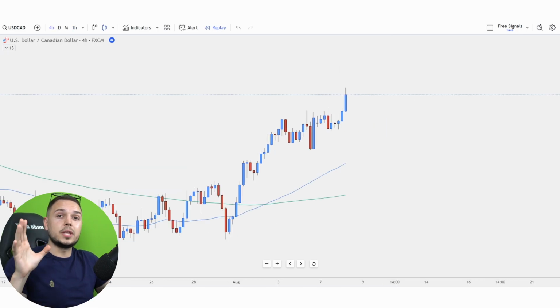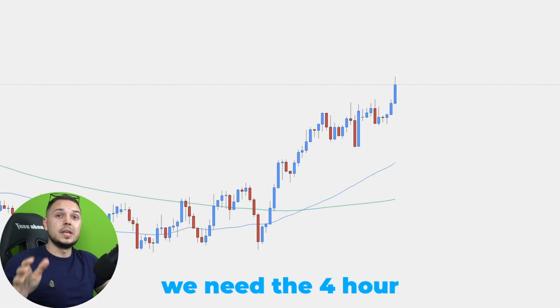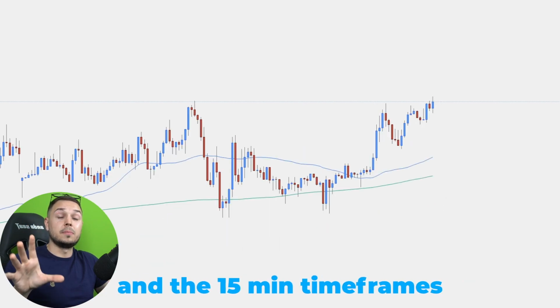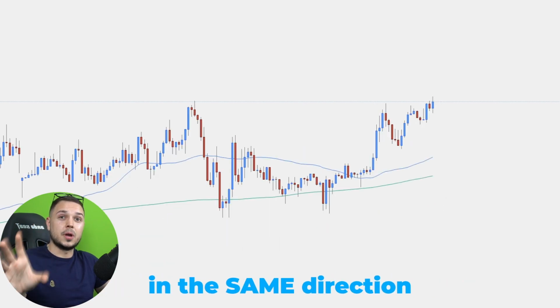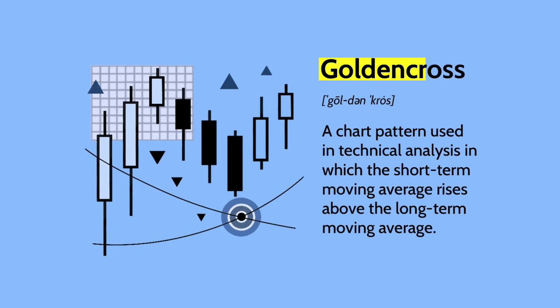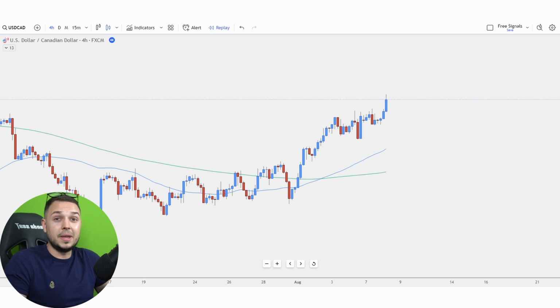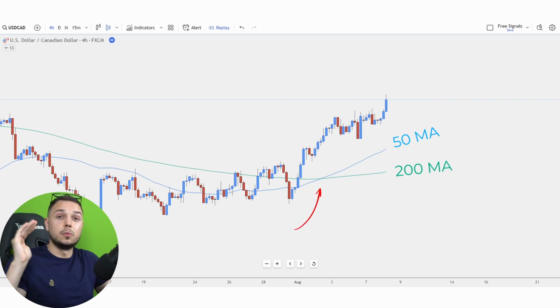Okay, now for this trading strategy to work properly, we need the 4-hour, 1 hour and the 15-minute time frames to be heading in the same direction. To identify this, we need to look for a golden cross for the bullish market trend. The golden cross appears when the 50 moving average crosses the 200 moving average towards the upside. Once these two moving averages cross, this is a great indication for further bullish pressure and momentum.